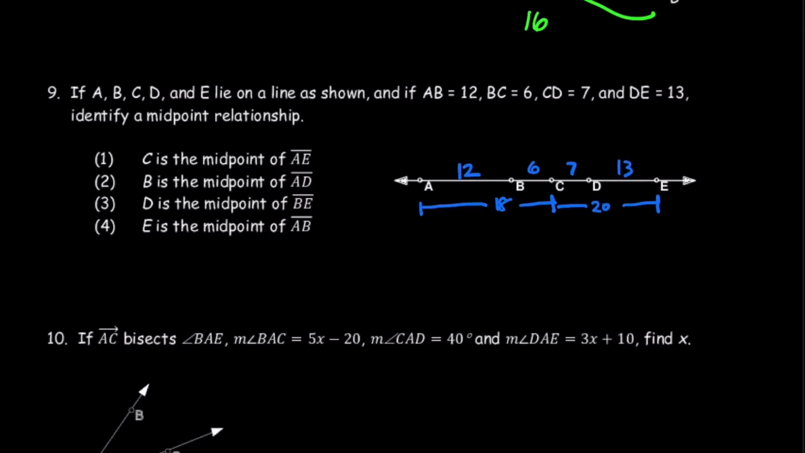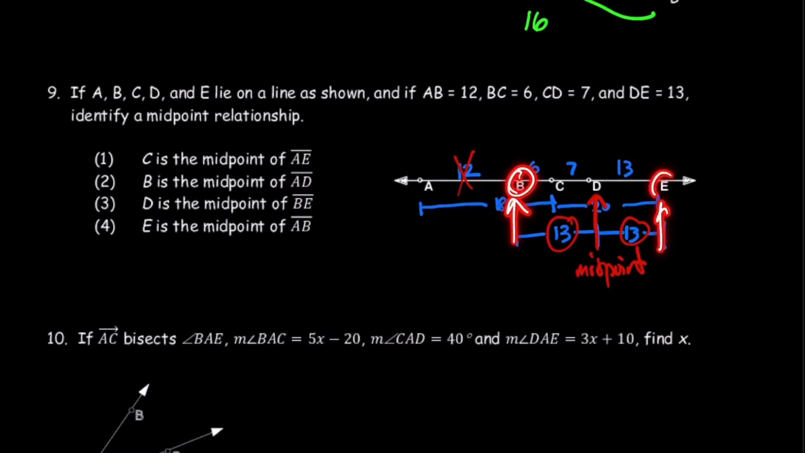How about 6 and 7 is 13? Oh, and then this piece is 13. So that does work. I'm going to reject that. Here are my two equal segments. That's got to be the midpoint. So D is the midpoint, and guess what? There's only one choice that's got D as the midpoint. So I don't even need to worry about those. But you can see here it would be the midpoint of BE, because those are the ends. All right, so that'd be choice 3.